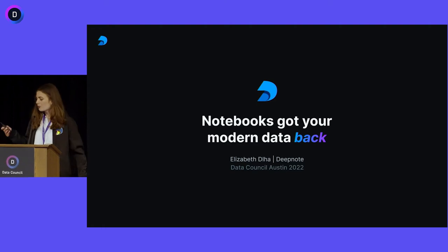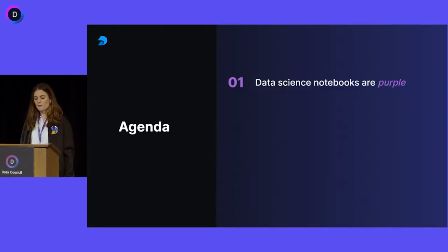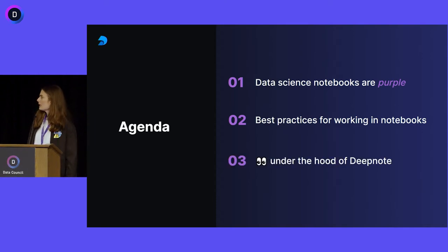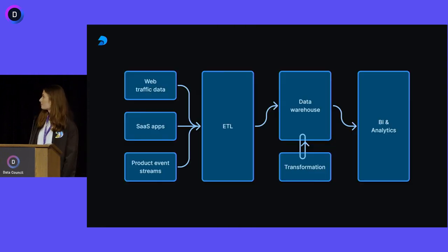So I have three things I want to share with you today. My first objective is to convince you that data science notebooks are purple. Second, I want to talk about best practices for working in notebooks. If your team uses Jupyter Notebooks or any other implementation, I'm going to talk about how you can use that on your team in a more effective way. And lastly, we're going to take a look under the hood of DeepNote. At DeepNote, we're building the next generation notebook. I'm going to show you some of the design considerations and principles that are actually collaborative.